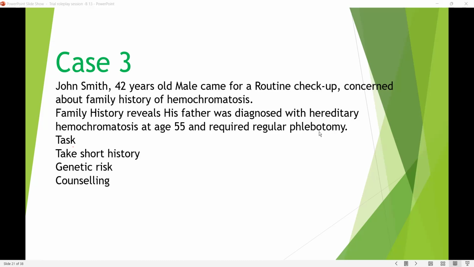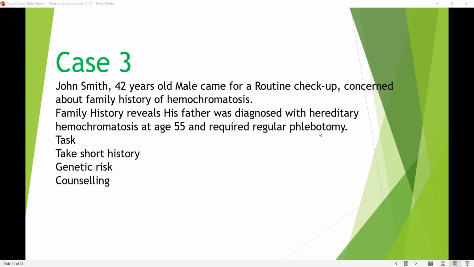Hi, doctor. I'm really concerned about my father, who has been recently diagnosed with hereditary hemochromatosis, and he's requiring regular phlebotomy. So I'm concerned about my situation because I heard that it really runs in families. Okay, I understand. I'm so sorry to hear that. I'm sure you must be really concerned. But don't worry, now that you're here, I'll try to help you to the best that I can. So can you tell me how your health has been lately?